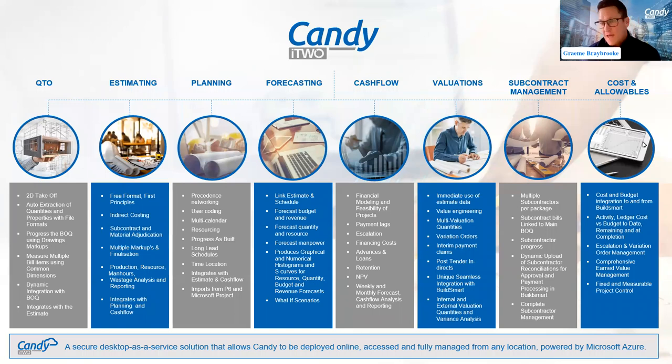Estimating. That is obviously the main reason why we're here today. So really looking at how we estimate on Candy, looking at free format, first principle pricing, subcontract adjudication, a list of reporting, and a lot of other aspects and features that I will go through and try and get through during the course of today.